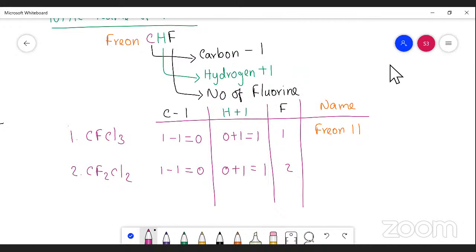So we are taking that it is freon 1, 2. So these two are the derivatives of methane. Correct? And we take the next one.